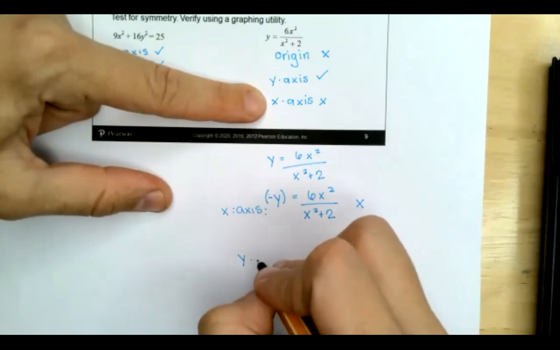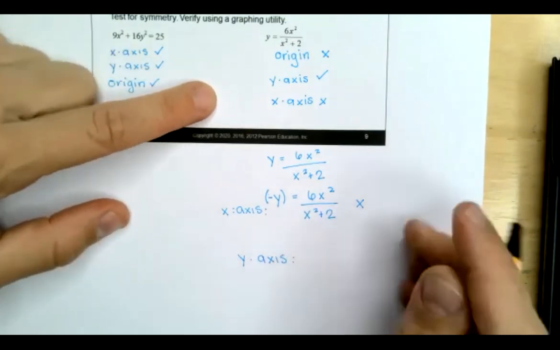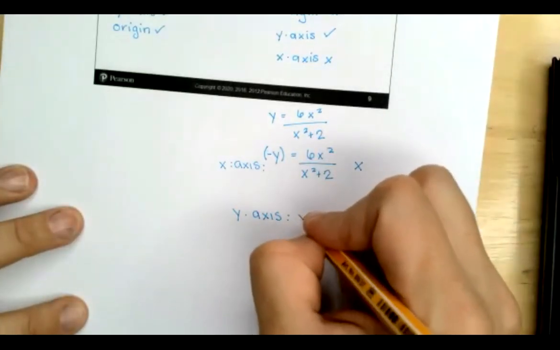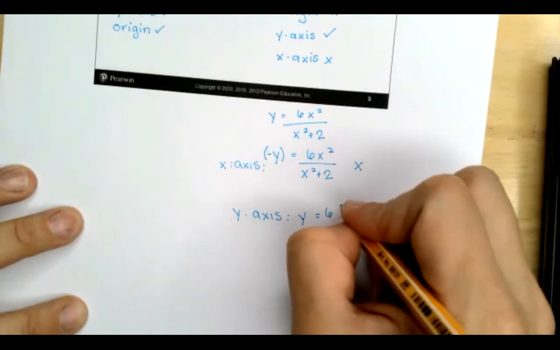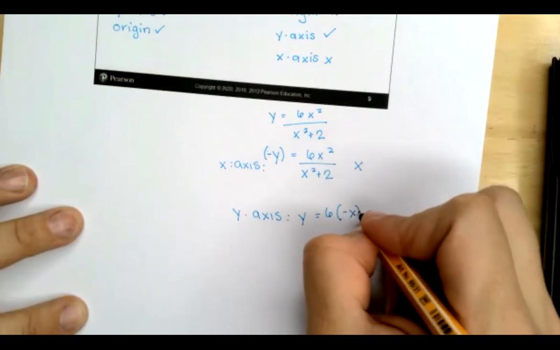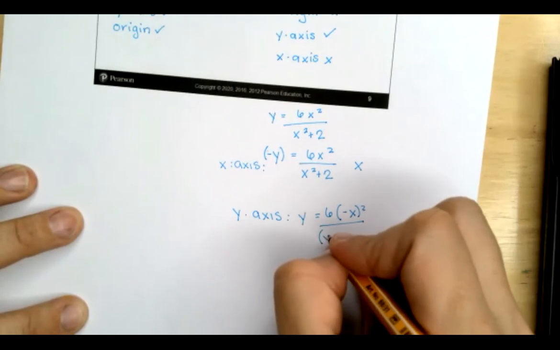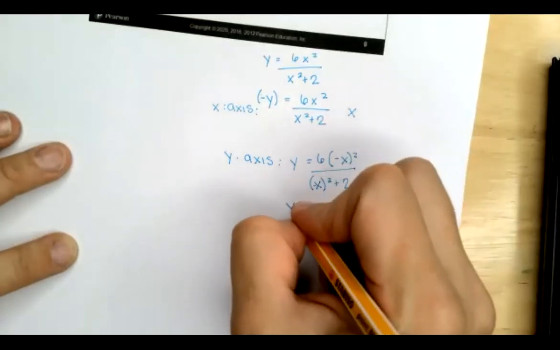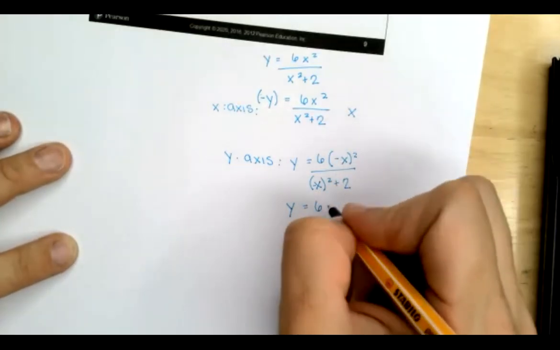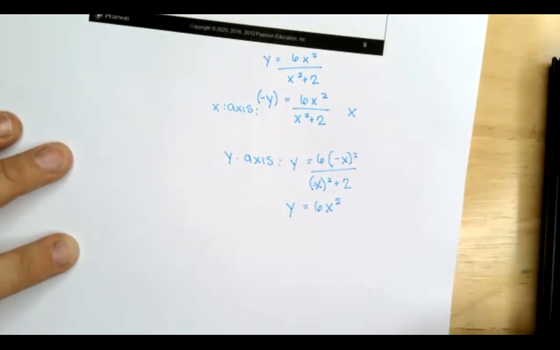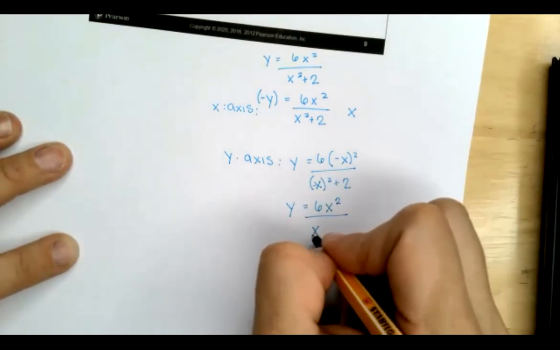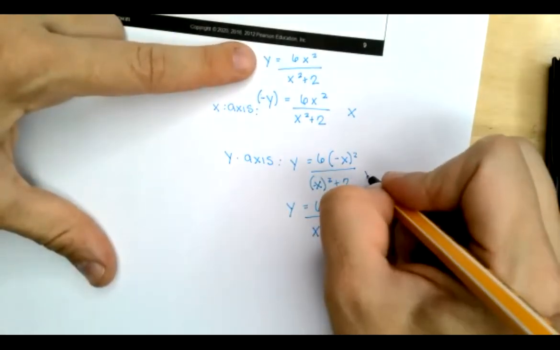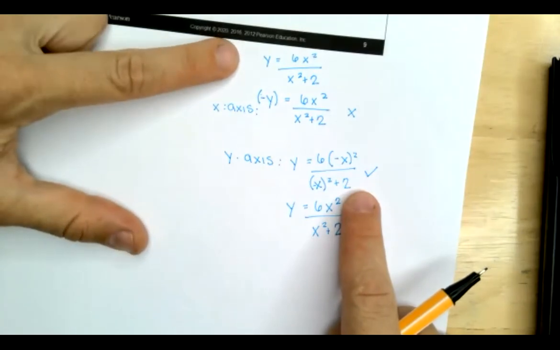For the y-axis, we replace x with negative x. So instead of replacing y, we're just replacing x with negative x. So we have 6, instead of x squared, it's going to be negative x squared over negative x squared plus 2. If I simplify all of that, y equals 6, and negative x squared is the same quantity as a positive x squared, right? So this is, in fact, our same equation. So for the y-axis, it is symmetric.